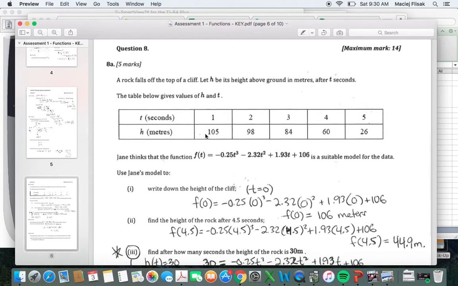We'll figure that out in a minute. But this doesn't tell you how high the cliff is, because at 1 second, it's 105 meters up from the ground. That means at 0 seconds, which is the beginning, is when it was on top of the cliff. So let's look at that.